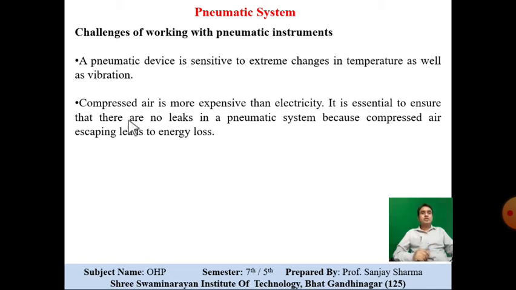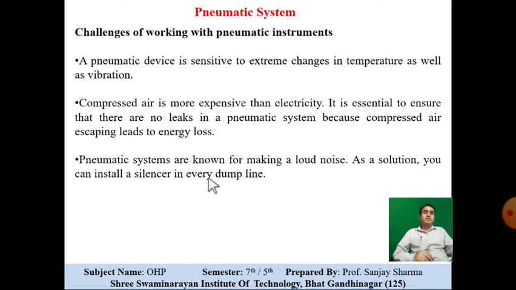It is essential to ensure that there is no leak in the pneumatic system, because compressed air escaping leads to energy loss. A small escape of the pressurized air will result in an increase in the operating cost or energy loss of the system. So a small leakage will result in a big loss of energy. So it is very mandatory to take care that these minor losses do not take place in the system.